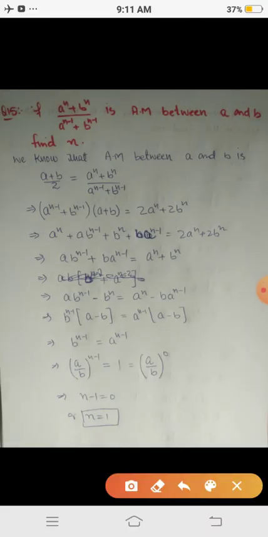Now, if a raised n plus b raised n upon a raised n minus 1 plus b raised n minus 1 is the arithmetic mean between two numbers a and b, we have to find the value of n. We know that the arithmetic mean between any two numbers is the sum upon 2, so a plus b upon 2 is the arithmetic mean, which equals a n plus b n upon a n minus 1 plus b n minus 1. By cross multiplication, we simply get a into b raised n minus 1 plus b into a raised n minus 1 is a n plus b n.